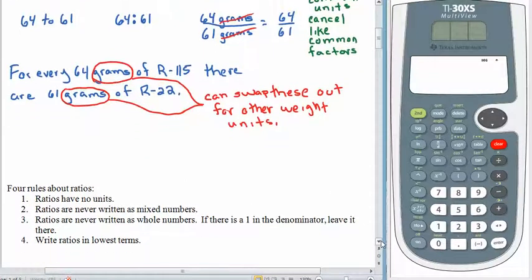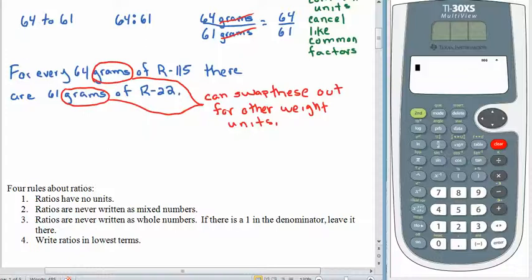So before we flip the page, let's check out a few rules about ratios. The first is the one that we already talked about. Ratios do not have units. The second thing is that even though they look like fractions, we never write ratios as mixed numbers. So I know you were looking at this 64 over 61, you saw that it was an improper fraction and you wanted to make it into a mixed number. But if we did, what would the whole number be talking about? Right now, the 64 is talking about an amount of R115.